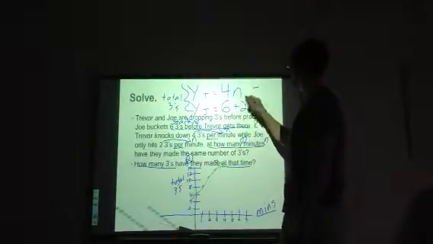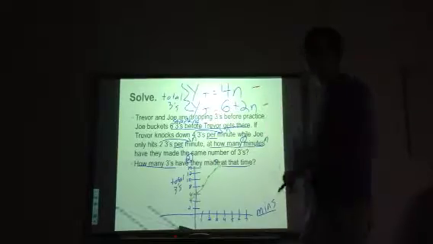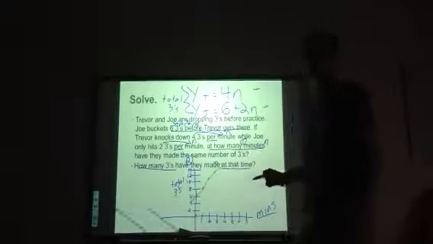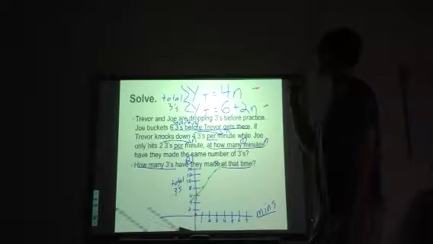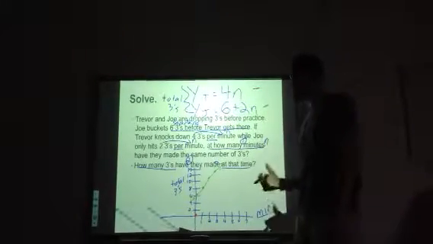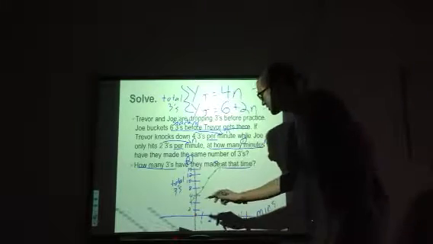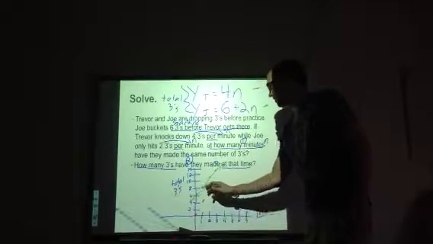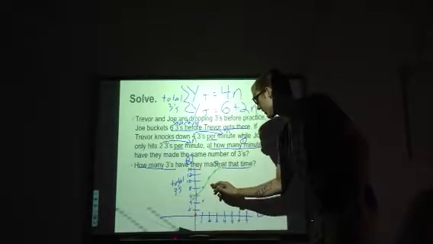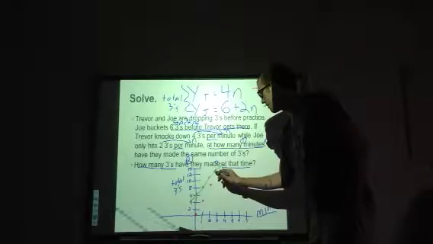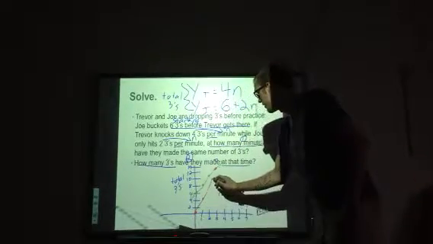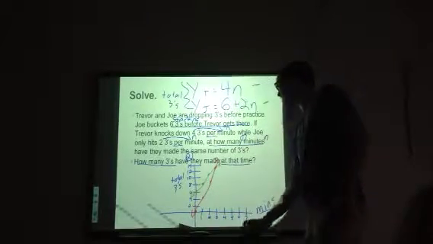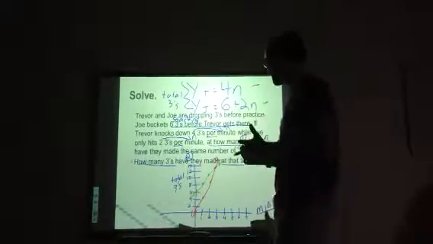Let's graph Trevor in red. Trevor doesn't have a y-intercept. At 0 minutes, he's made 0 threes. He makes 4 threes for every minute, so his rate of change is 4 over 1. So he's going to go up 4 as a minute has passed. Up another 4 for a minute. Up another 4 for a minute. That's one of the worst lines I've ever seen. That's alright. So look at where they're going to intersect each other.